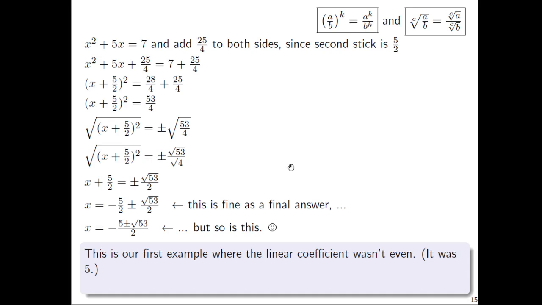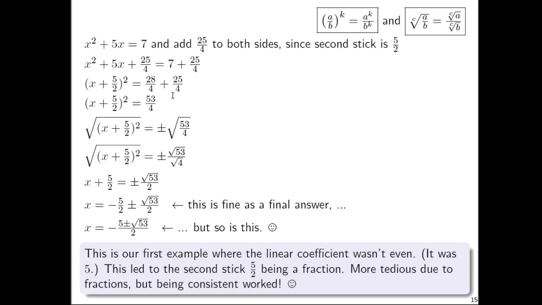This is our first example where the linear coefficient wasn't an even number. We had the number 5. This led to the second stick 5/2 being a fraction, and it's more tedious to work with fractions, but being consistent actually worked out for us.